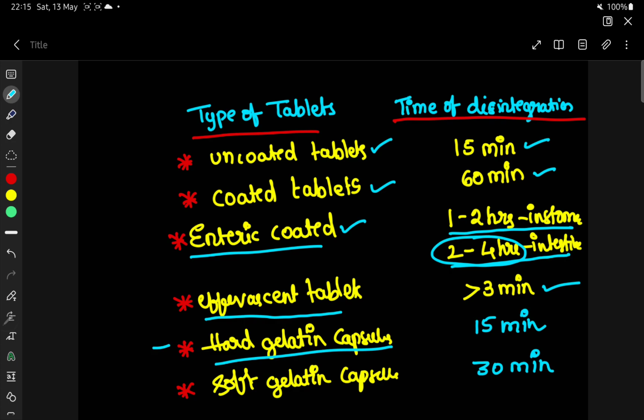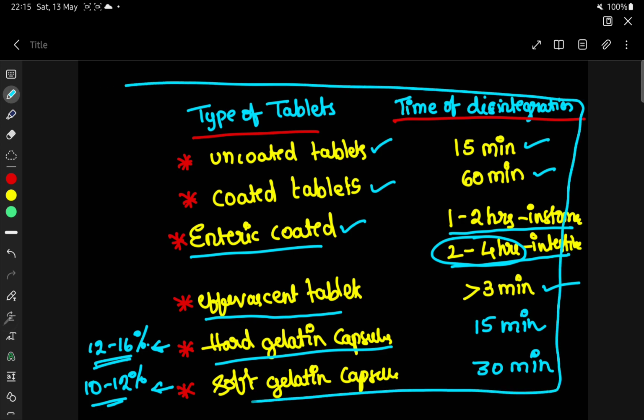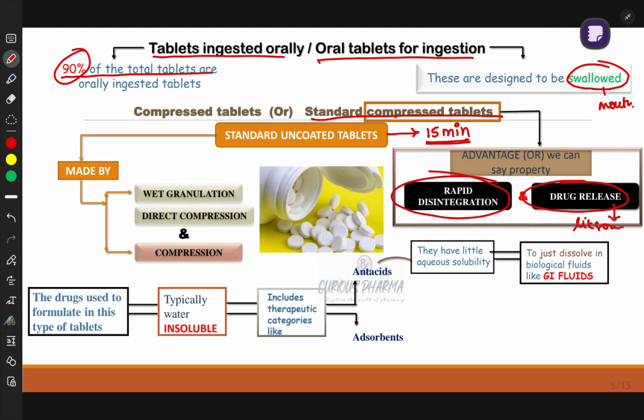Here, this is one important point. The moisture content in the hard gelatin capsules is 12 to 16%, and in soft gelatin capsules is 10 to 12%. It is a very important point for the GPAT and also NIPER. These disintegration times are very important for the NIPER examination because it is a very stressed area for the NIPER, and very direct questions will come from this. Now come back to our main content.